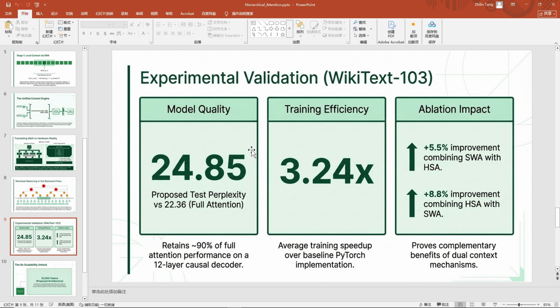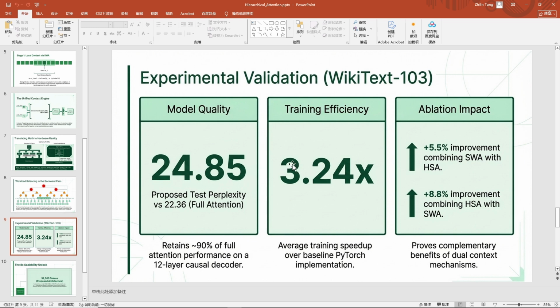The compiler hierarchical and sliding window attention model achieves a test perplexity of around 24. A comparable full attention model achieved around 22, meaning our architecture retains about 90% of the performance of the standard attention, while using a much more efficient attention mechanism.